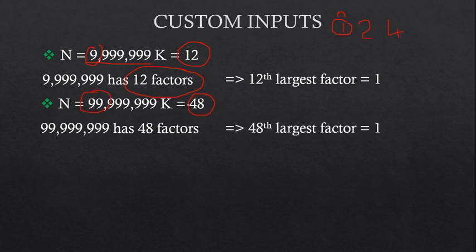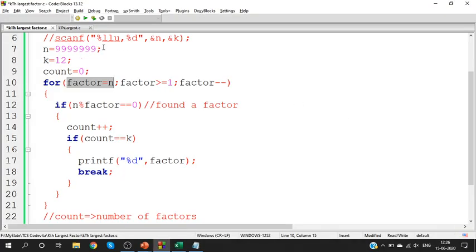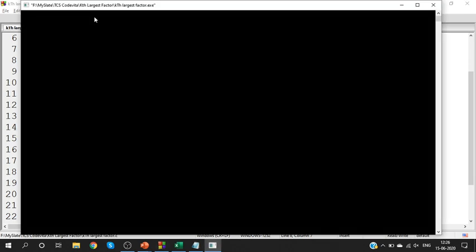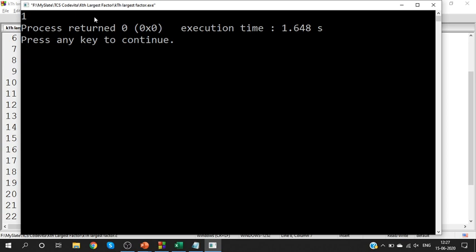Can you understand this? When the input is 48, number has 48 factors. So the 48th factor will be 1. Shall we check that? I'm adding another 9. K value is 48. So the 48th largest factor, last largest factor is 1. Look at the execution time, 1.648 seconds. You observe that execution time is gradually increasing. From 0.108, it changed as 0.352. Now it is 1.648 seconds, right?